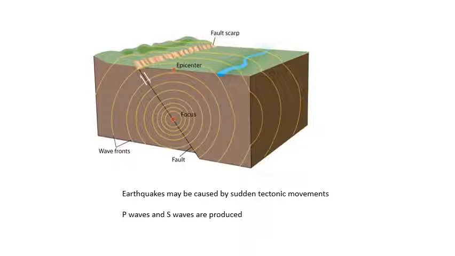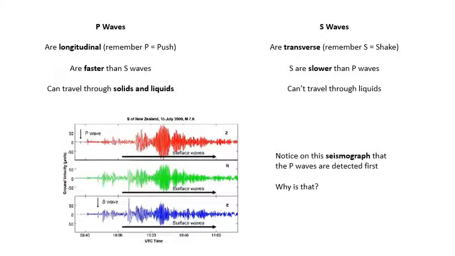Now, what's the difference between P waves and S waves? Well, P waves, now you need to learn this, P waves are longitudinal. Remember, P is push. P waves are push. S waves are transverse. So S is shake. P is push. S is shake. P waves are faster. S waves are slower. That's easy to remember. S is shake and S is slower.